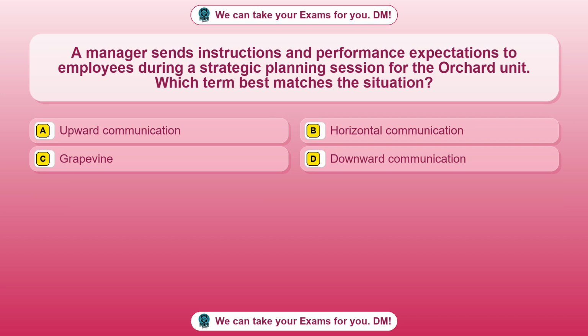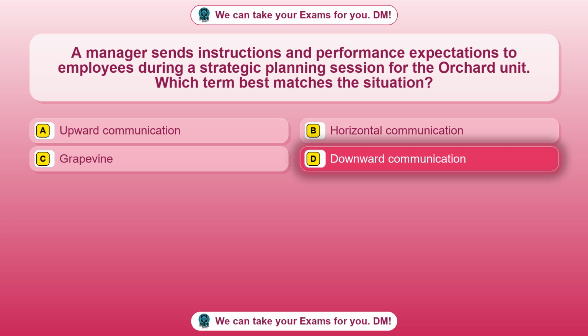Question 28. A manager sends instructions and performance expectations to employees during a strategic planning session for the Orchard unit. Which term best matches the situation? Option A. Upward communication. Option B. Horizontal communication. Option C. Grapevine. Option D. Downward communication. The correct answer is option D.